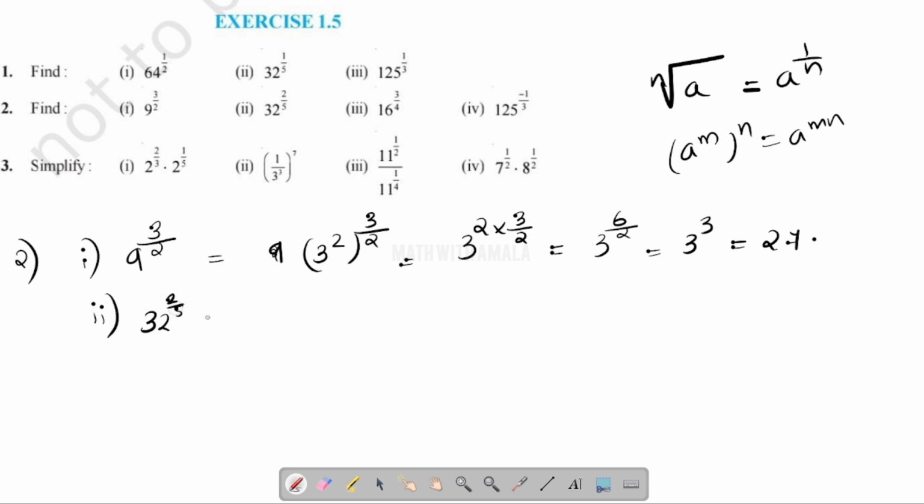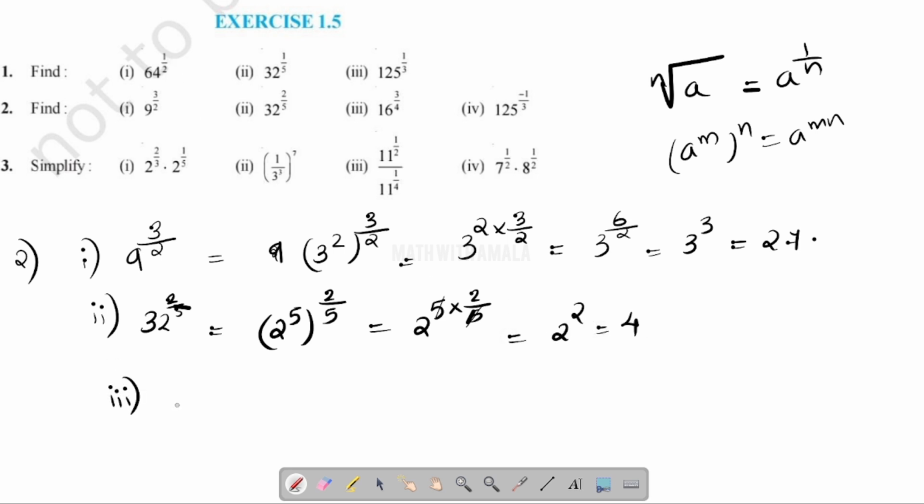Next is 32 raised to 2 by 5. Let's represent 32 as a power of 2. So you will get (2 raised to 5) whole raised to 2 by 5, which is equal to 2 raised to 5 into 2 by 5. You can cancel the 5s and you will get 2 square, that is 4.